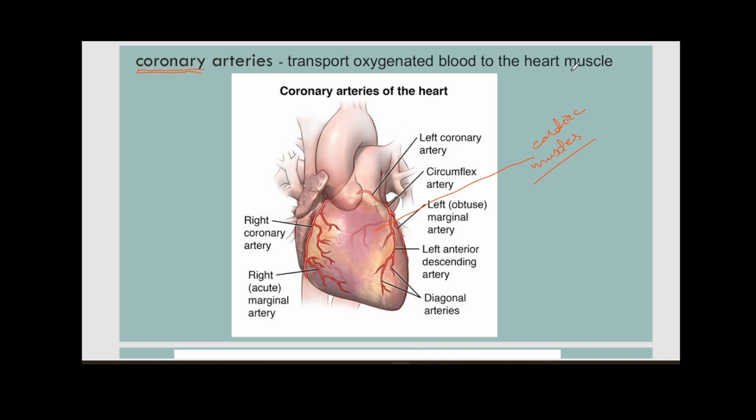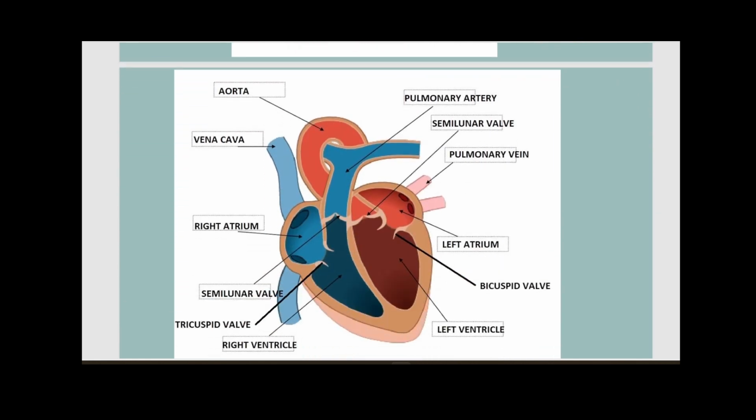So if the question is asked, you have to mention heart muscles. Coronary arteries transport oxygenated blood to the heart muscles. Don't say just the heart, because even other blood vessels supply blood to the heart. So coronary arteries specifically take care of the heart muscles which make the heart.